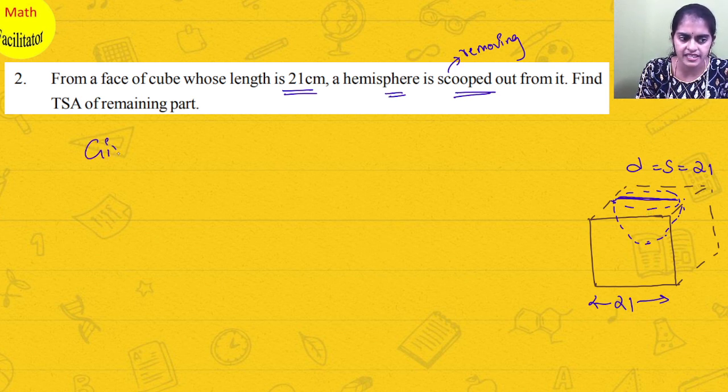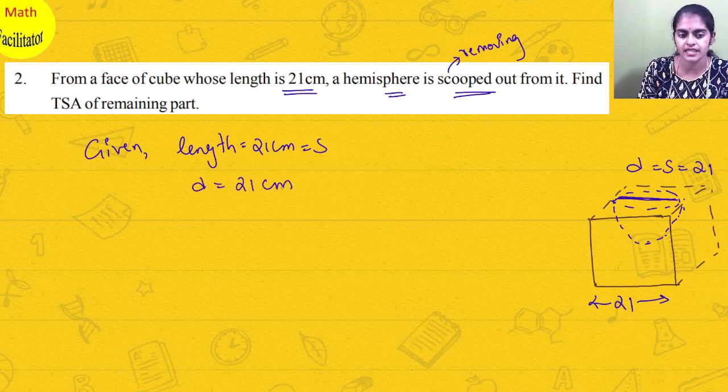So you will firstly write given. Given length of cube is how much? Length of cube is 21 centimeter. That is equal to side of cube, isn't it? Now what is the diameter of the hemisphere? It is also equal to 21 centimeter. So this total hemisphere you will take. Now radius is nothing but 21 divided by 2 centimeter. Right. Now what else we want? You want the TSA of the remaining part.